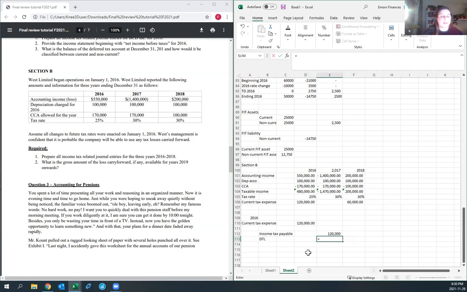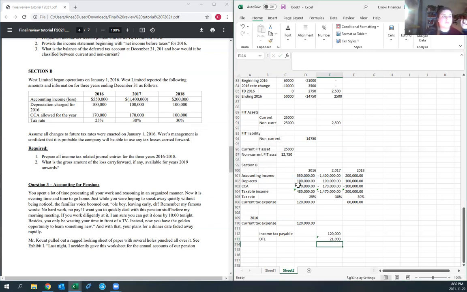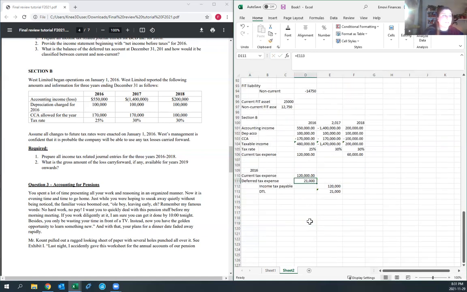And that amount is going to be the sum of the difference times future tax rate of 30%. Because we know in 2016 that the future tax rate for the future years is going to be 30%. So we're going to set it up immediately as that amount. Then here we have our deferred tax expense for the same amount. That's it for 2016.